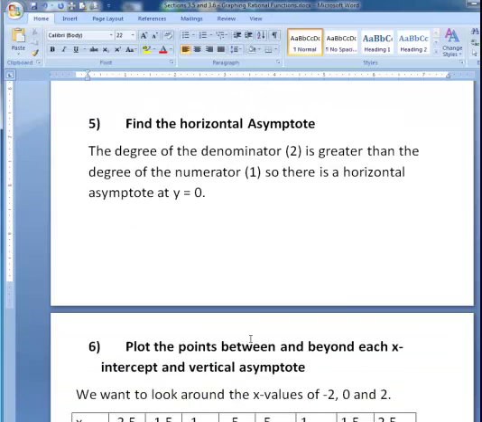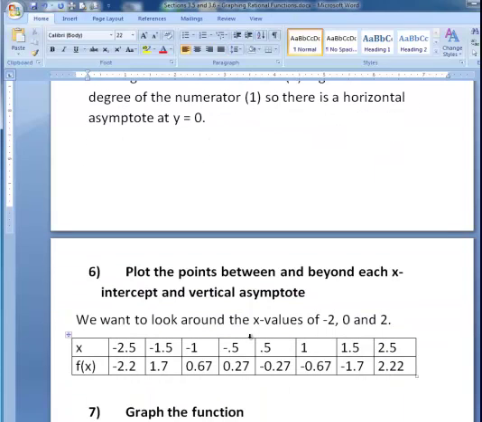Next thing we have to look at is points where our behavior may change. And those are basically our x-intercepts and our vertical asymptotes. So our x-intercept was 0, and our vertical asymptotes were negative 2 and 2. So we're going to look around these points. I'm going to plug in some points. I just chose negative 2.5, negative 1.5, negative 1, negative 0.5, 0.5, 1, 1.5, and 2.5 as my x values. I'm trying to get an idea for the behavior of the graph. And I used a calculator to calculate these.